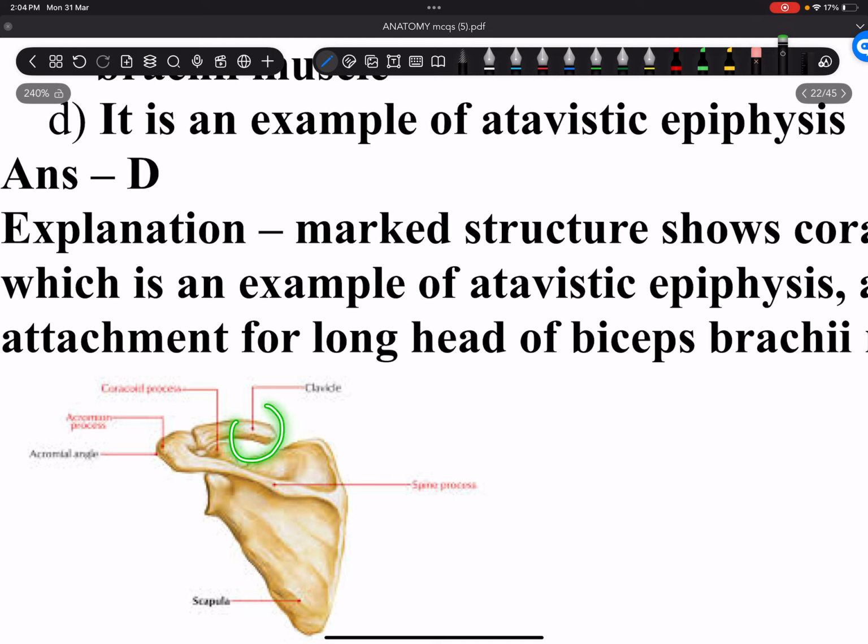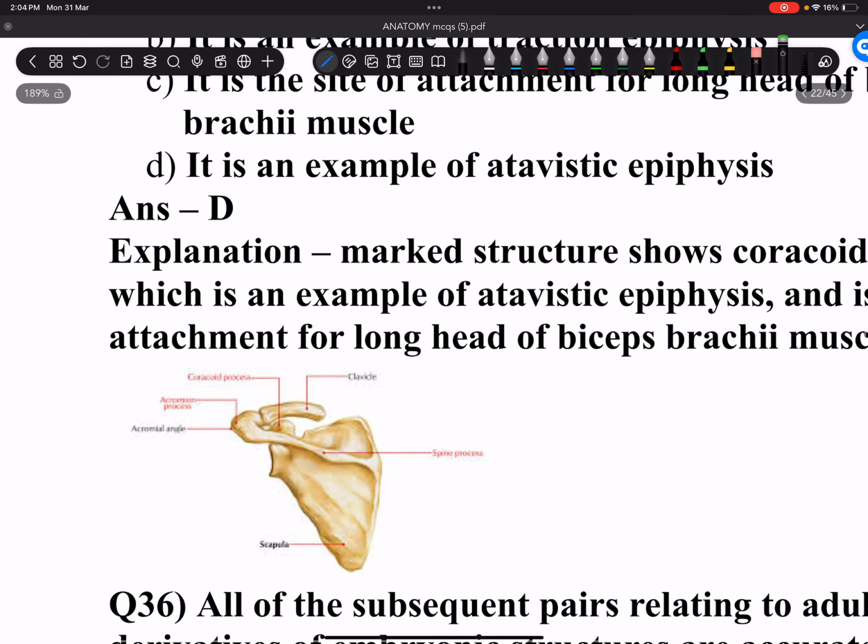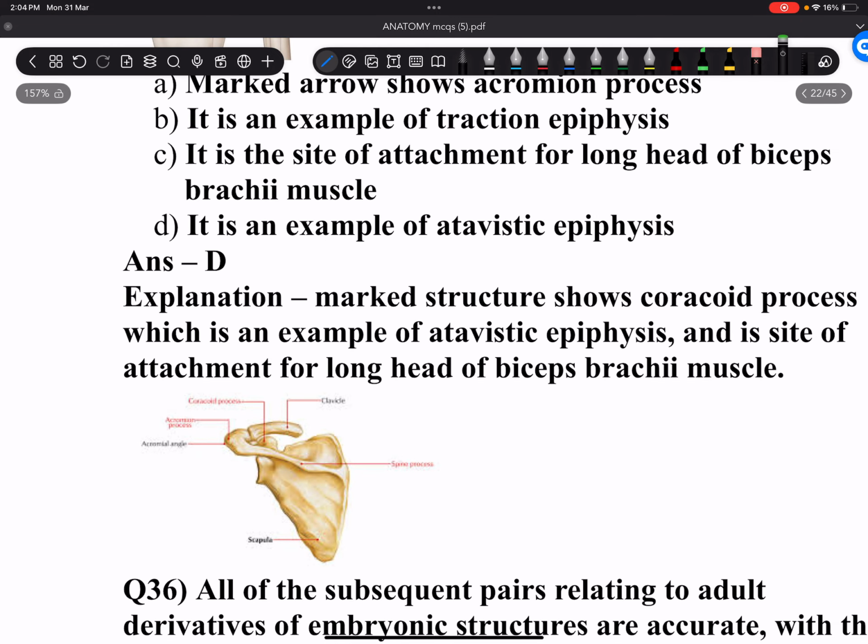So this is the clavicle, this is the coracoid process, this is the acromion process, this is the acromial angle. You can see this is the angle. This is the spine process, this is the scapula. So here we are done with another video.